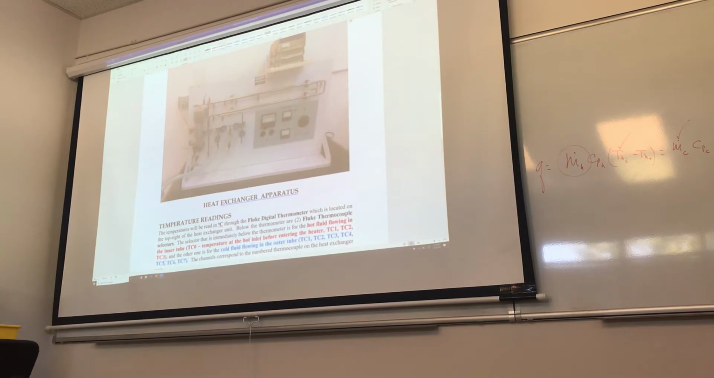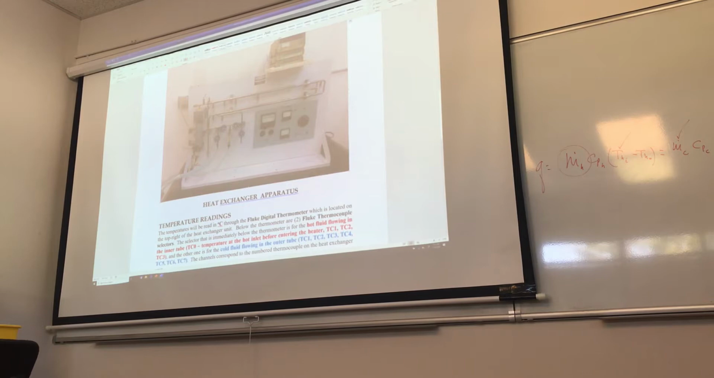So thermocouple 0 is probably going to be somewhere here. That's thermocouple 0, thermocouple 1, thermocouple 2, thermocouple 3. So for the hot fluid, you have only 4 readings, right? 1 temperature reading before getting in here, and then 1 at the inlet. This is going to be T hot in. 1 is somewhere in between, and the other one is going to be T hot out.